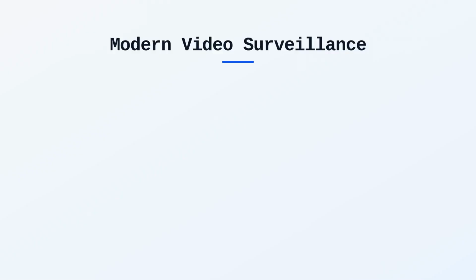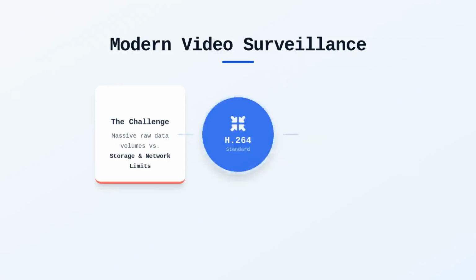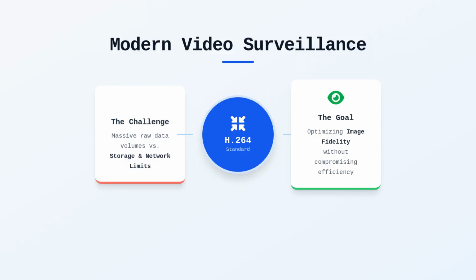Hello, and let's dive into the core of how modern video surveillance manages to remain efficient. In this chapter, we explore the H264 video compression standard to understand how we balance image fidelity with the realities of storage and network capacity.